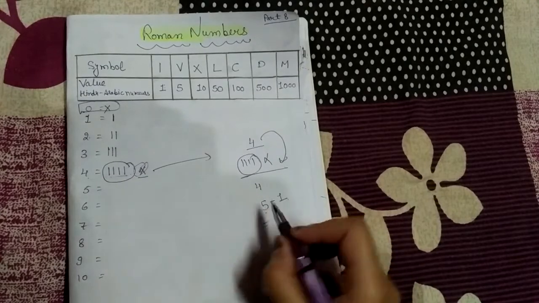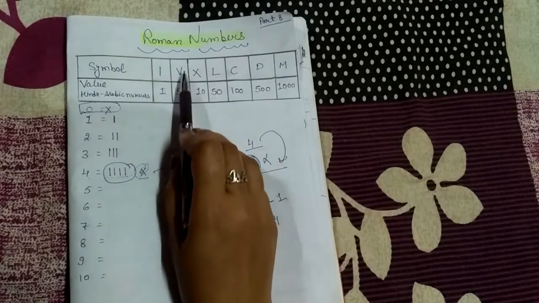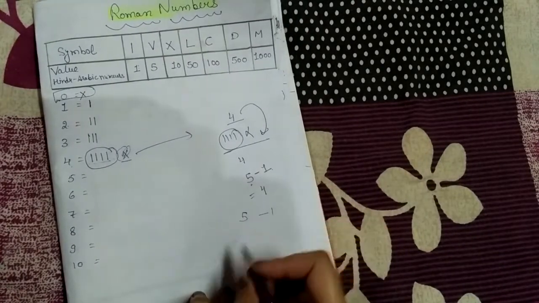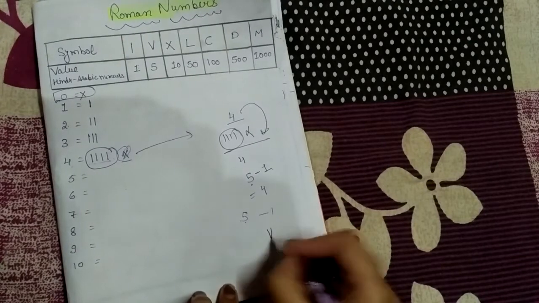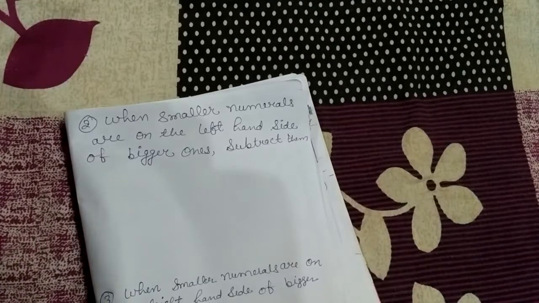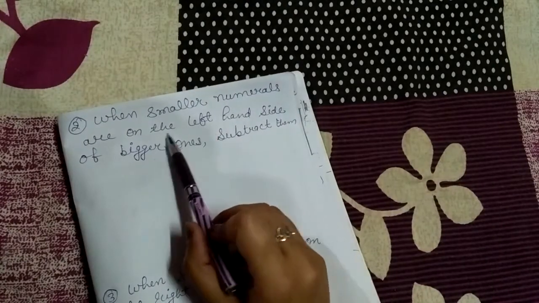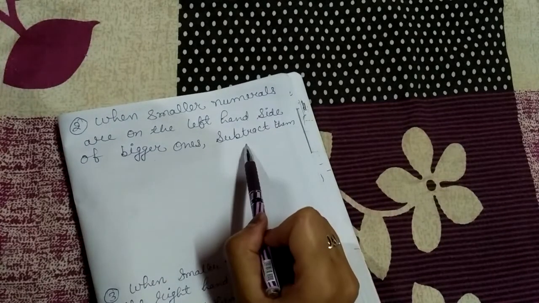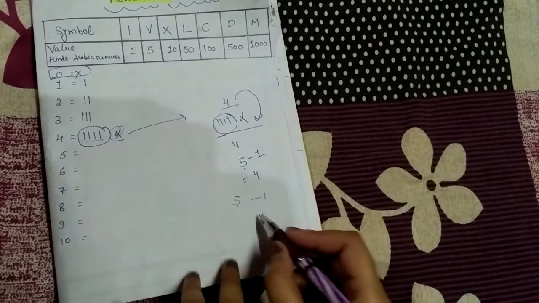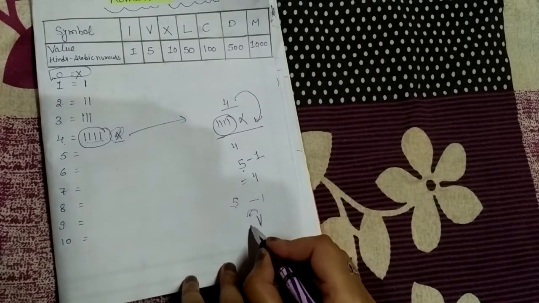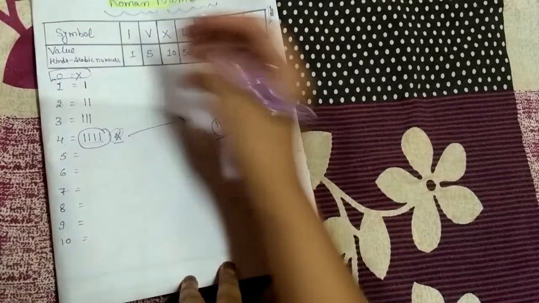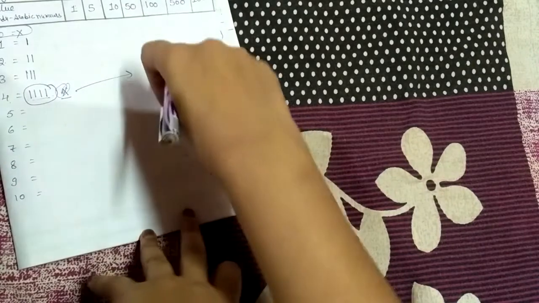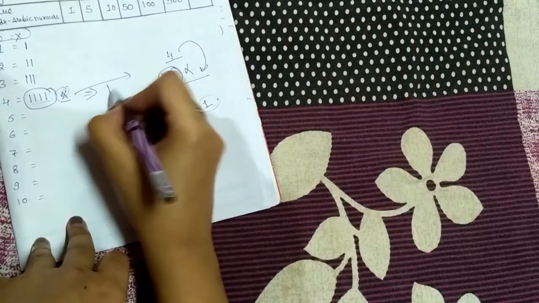Let's see how. For 5, do we have a symbol? Yes, we have. We have V for it. V means 5. So 5 minus 1 you have to write now. So for 5 we have V, and according to this rule you have to write the smaller numeral on the left hand side of the bigger one to subtract. So we write I on the left hand side, and this is the symbol for 4. So its answer is IV.